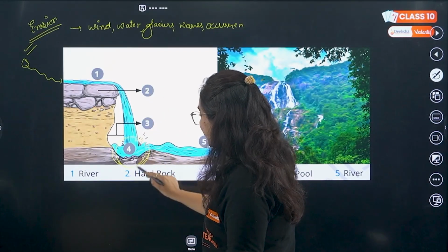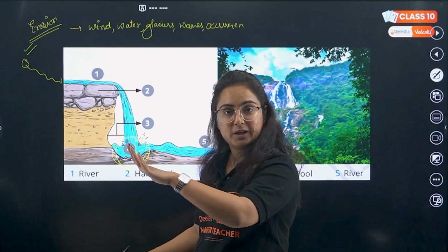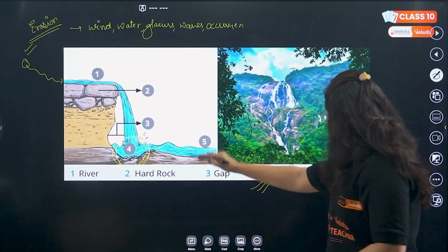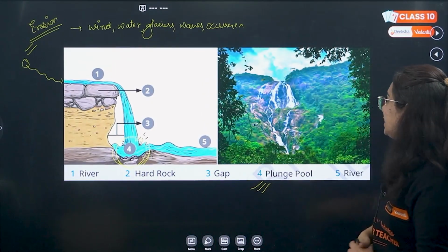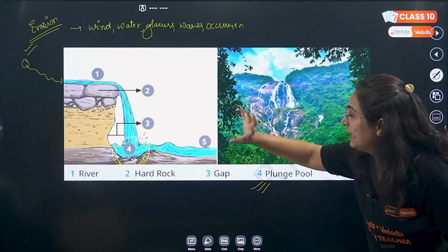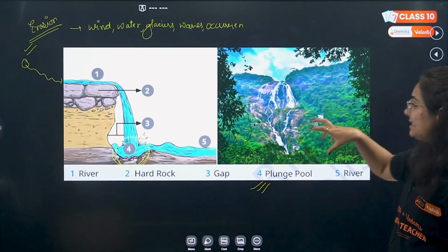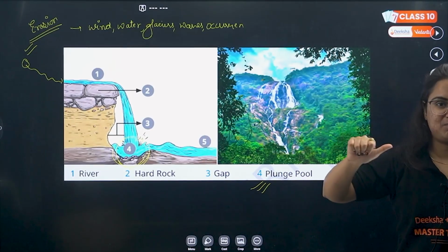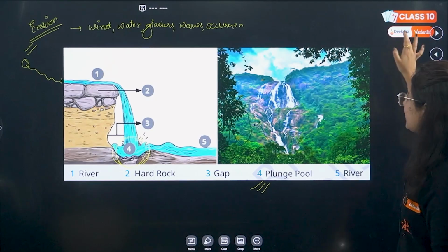Again the pressure is created here, a gap is formed here, that is known as plunge pool, and then the river carries it forward. This is the AI image, I can call it, and this is the original image of the same thing. When you visualize both things, it is more clear to you.